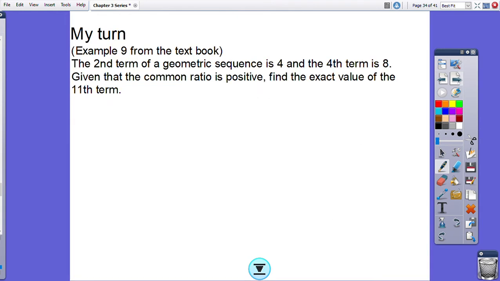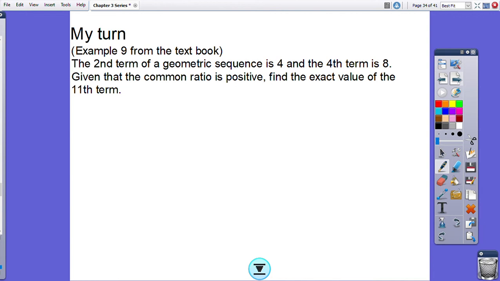Okay, let's have a look at a different example here. In this example, we have been told two terms from this particular geometric sequence, and what we've got to do is work out another term. So we've been given the second, we've got the fourth, and we've got to work out the 11th.